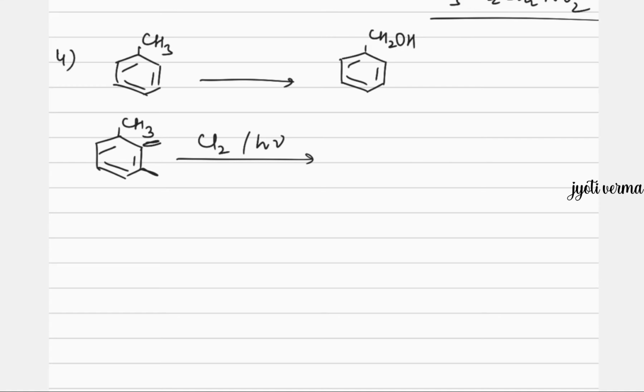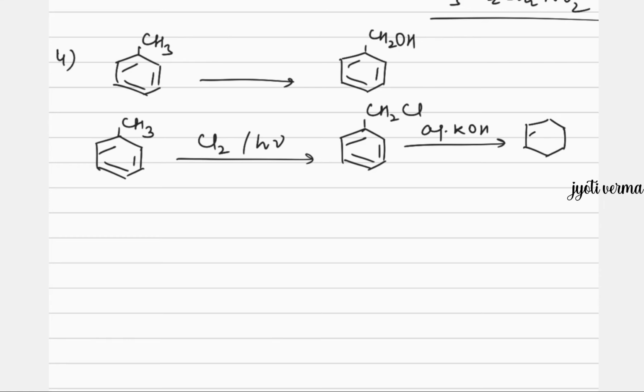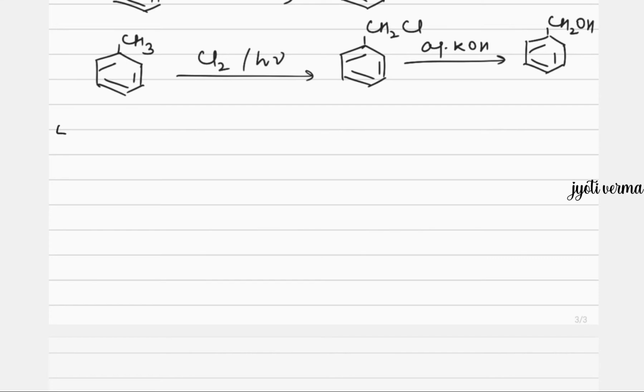So that is why if we want the substitution to take place in the side chain, then we need to carry out the reaction in presence of sunlight. So here in presence of sunlight, substitution will take place in the side chain. We will get benzyl chloride. Now on reaction with aqueous KOH, you will be getting benzyl alcohol. So this is how we can do this conversion. Now moving to the next part, number 5. Number 5 is propene to propyne.